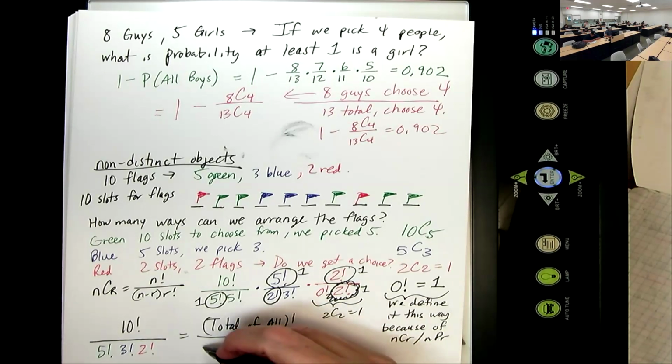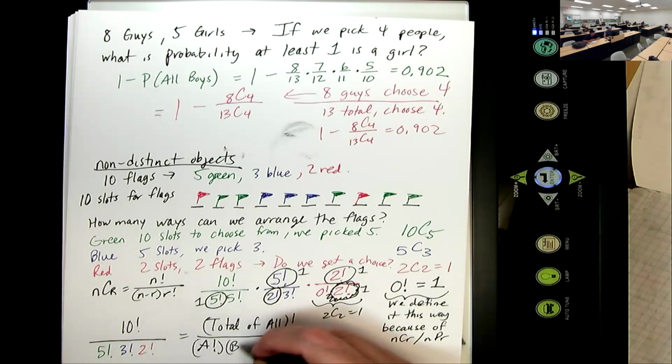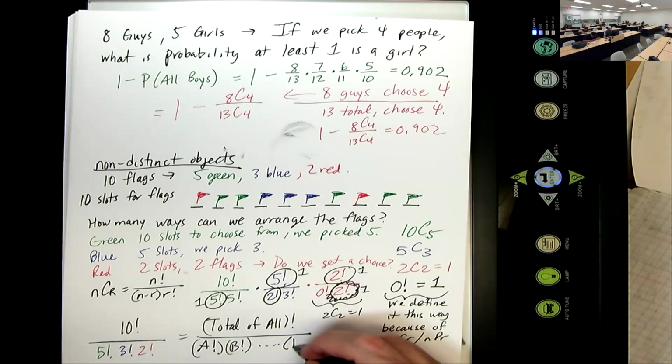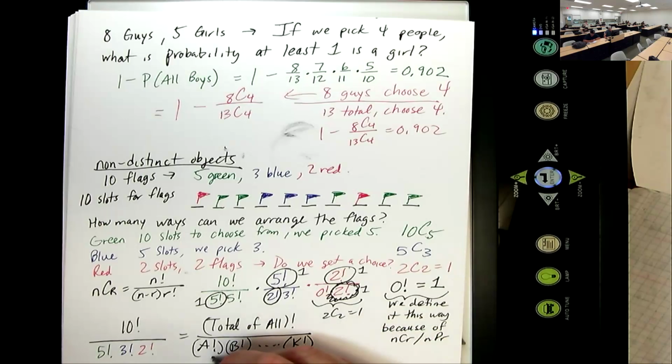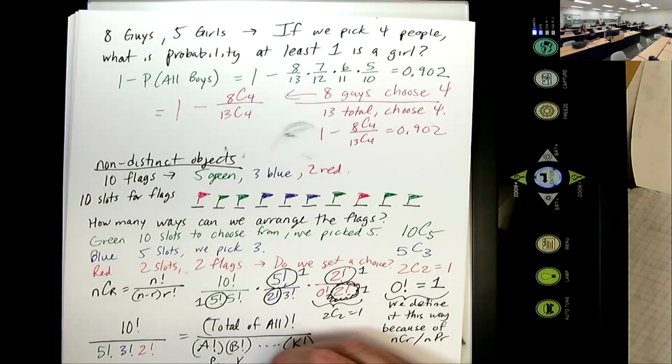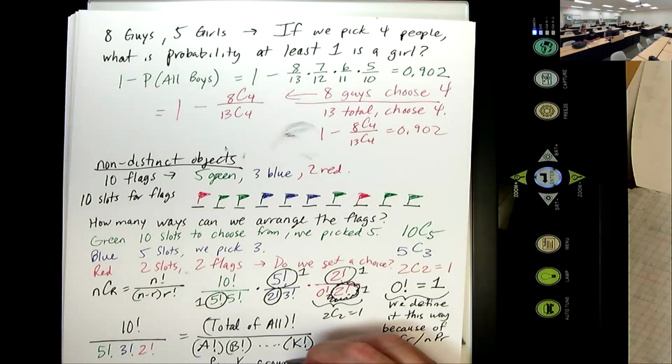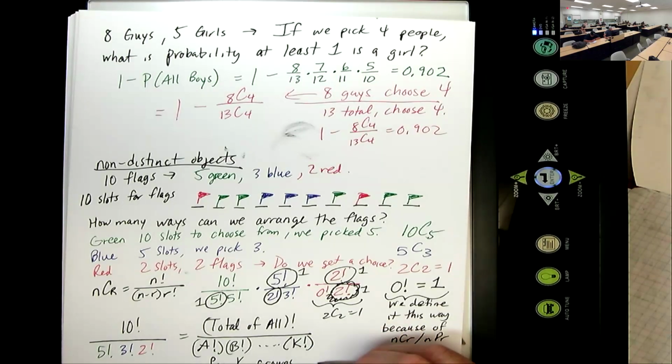Total of all, factorial, over the amount in group A factorial, B factorial, and I'm gonna say up to k factorial, for k groups. And those things are the amount in each group.